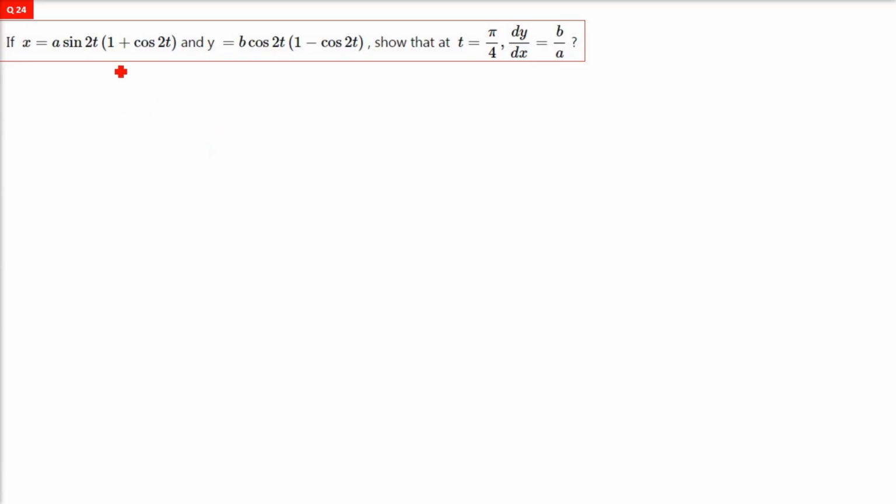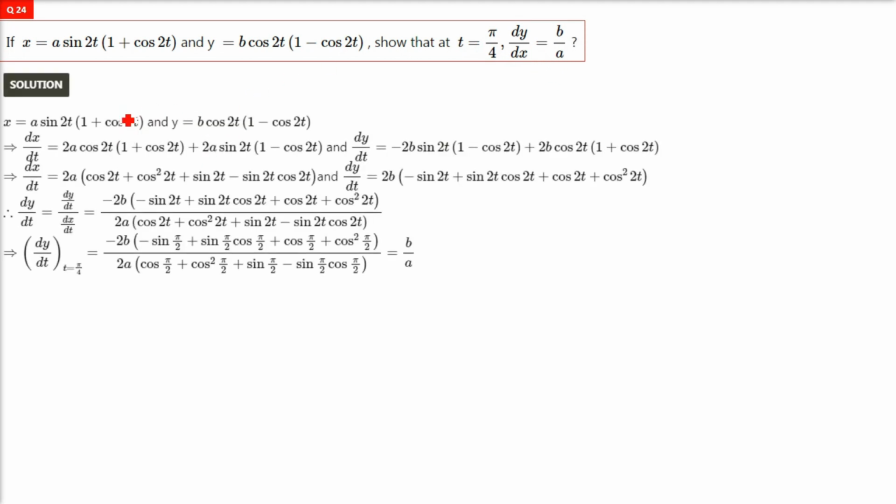So here your x equals a sin 2t (1 plus cos 2t), y is b cos 2t (1 minus cos 2t), t equals pi by 4. Pi by 4 is 45 degree. Dy by dx has to be computed as b by a. Okay. So this is the way you can do it, or you can follow what I have to offer. Let us see that. Dx by dt.